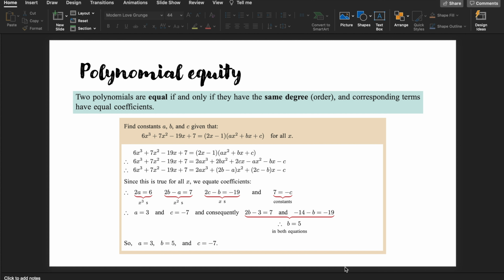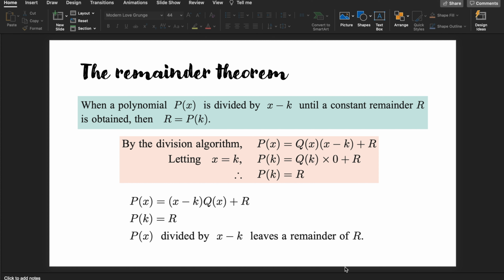If polynomial equality is clear, then let's move on to the next topic, which is the remainder theorem. This is extremely important in additional mathematics because I can tell you for sure that at least one question, which is basically question 1 or question 2, is going to be based on the remainder theorem and the factor theorem. So it's very essential that you know this. So yeah, let's get into it.